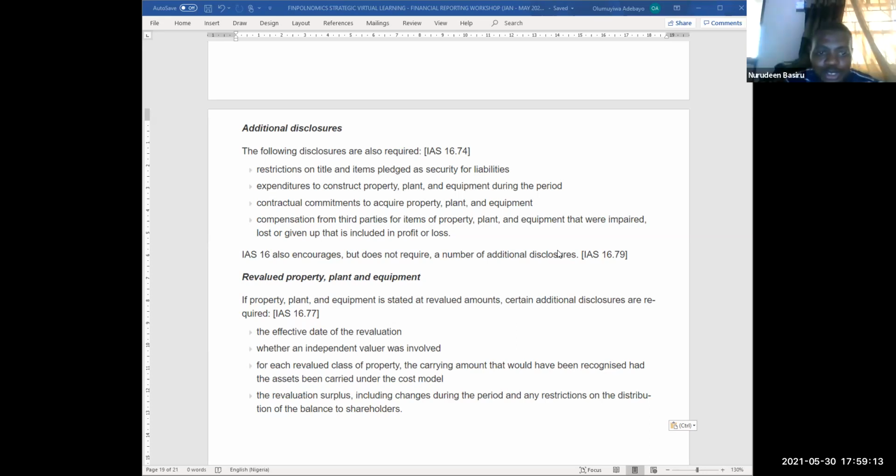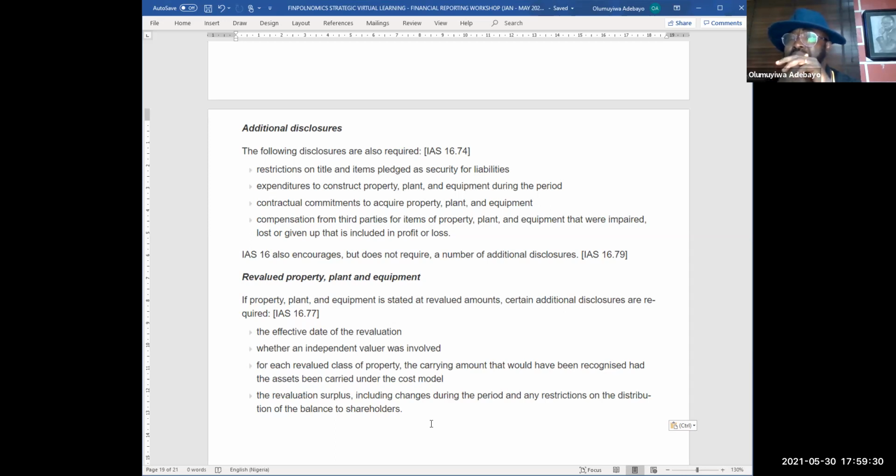Okay, sorry, the question I want to ask is based on disclosure requirements. I want to know, is it possible for an entity who has revaluation as its policy for subsequent measurement of an asset to go about revaluation without an independent valuer?